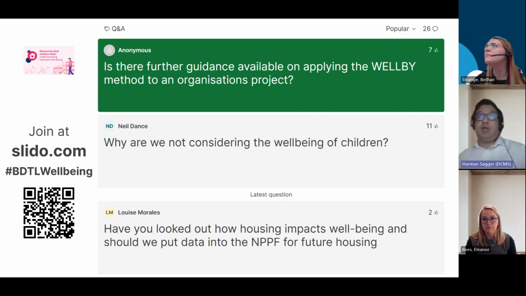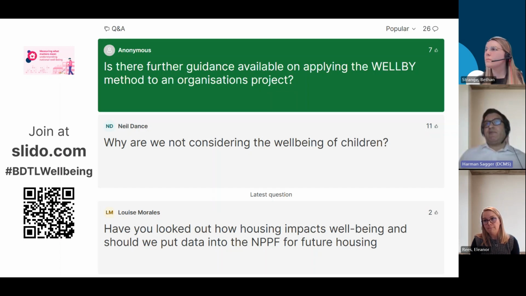Yes, so the wellbeing method at the moment, the main guidance for that is the Treasury's supplementary Green Book guidance on wellbeing. I must admit it is very technical, so if your organisation doesn't have analysts, it's definitely worth reaching out to economists who do that. But that effectively is the main guidance at the moment. There are lots of other research papers out there, but that's the one I would start with.